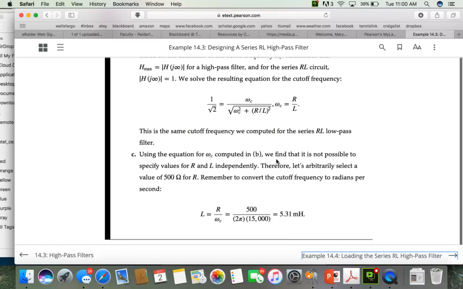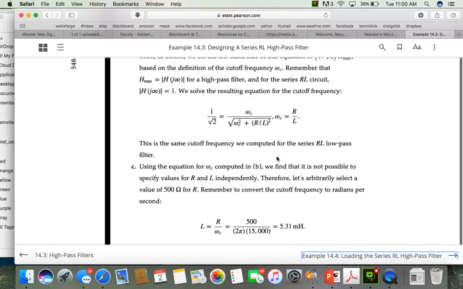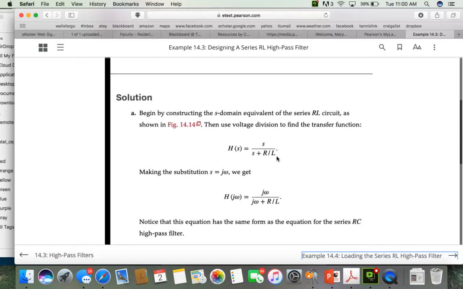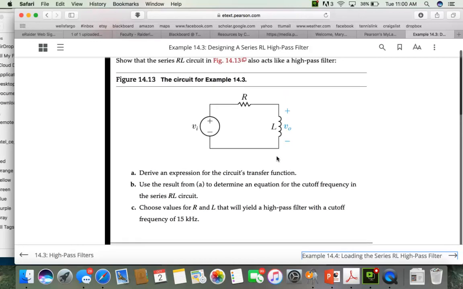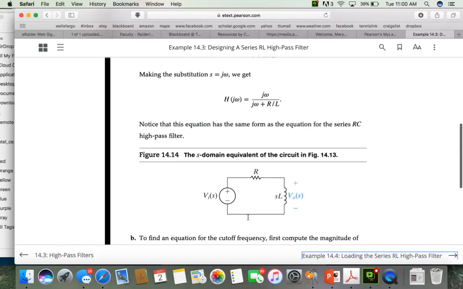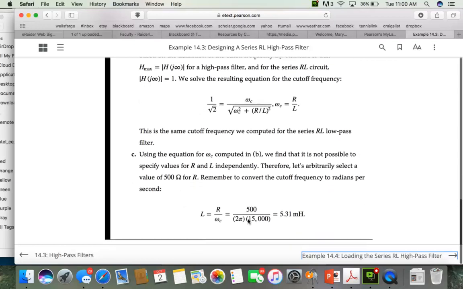And then finally, if you have a desired frequency that you would like to filter, in this particular example, we'll come back up and read the actual example problem where we're asked to choose values for R and L that will yield a high-pass filter with a cutoff frequency of 15 kilohertz. So coming down here to our expression, for solving for L, we take R over omega C, and when we do that, we can choose a 500 ohm value for the resistor R.